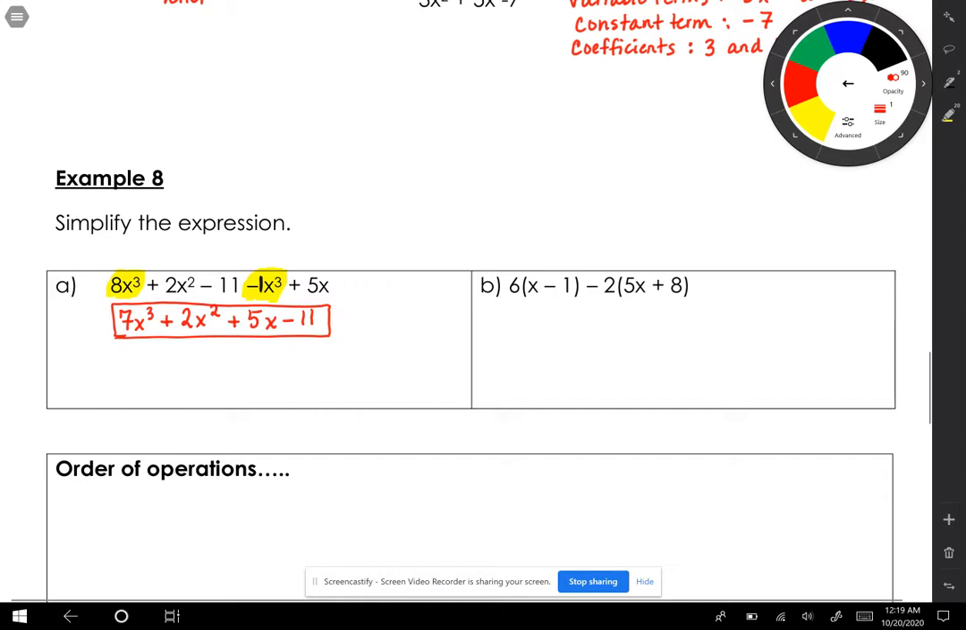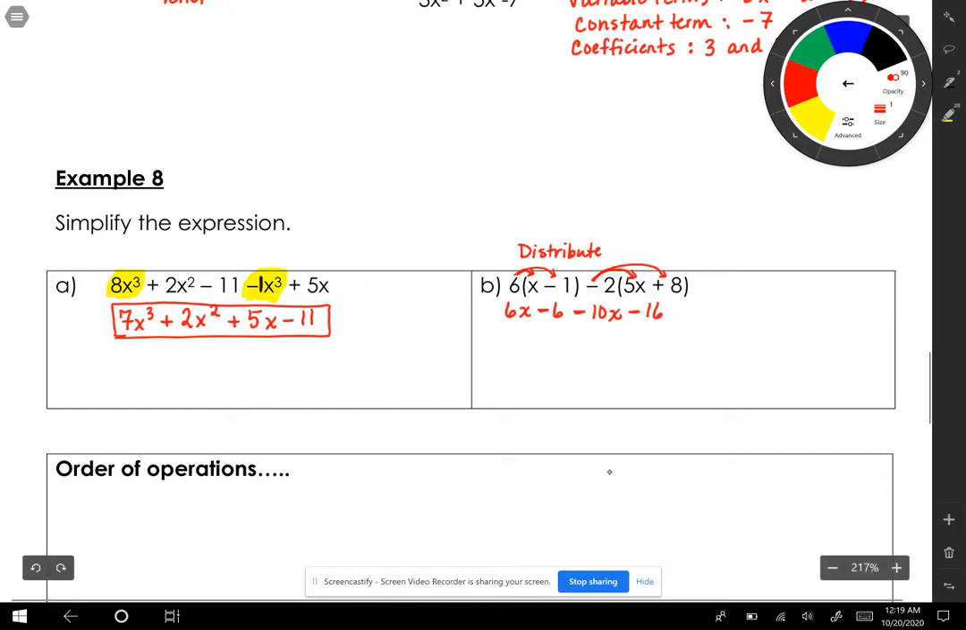Doing the next one, we have to go one step further first. We need to distribute. So distribute first. Multiply the 6 times each number in parentheses. A lot of students use arrows. I don't, but it helps. So 6x minus 6 minus, so this is -2 times a positive 5x is -10x. And a -2 times a positive 8 is -16. Notice I don't have any parentheses. The whole point of distributing is to get rid of parentheses.